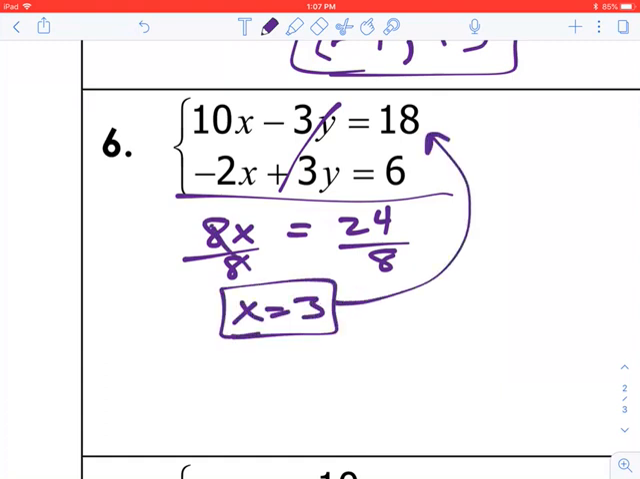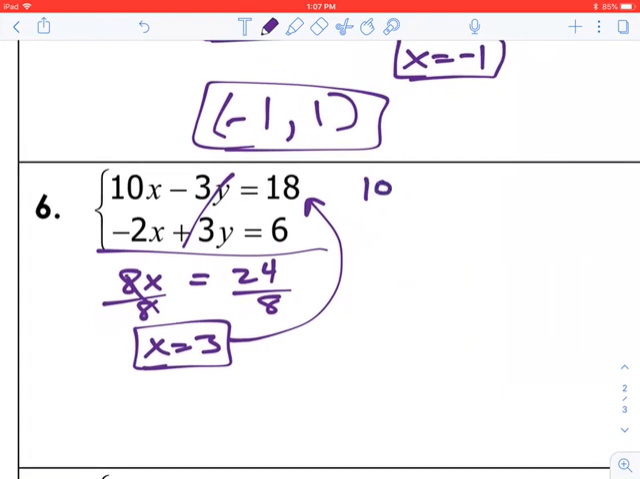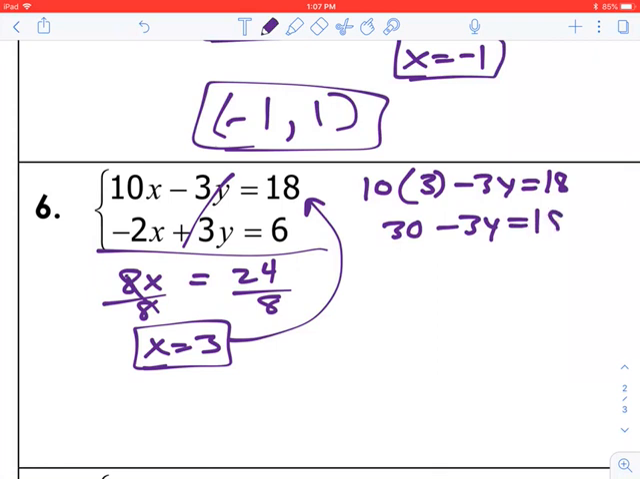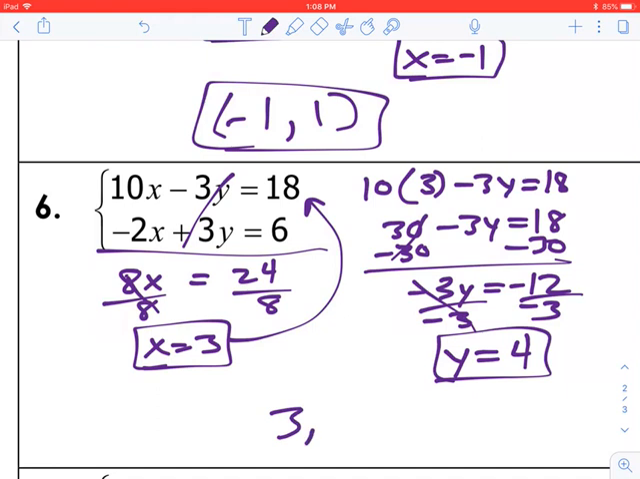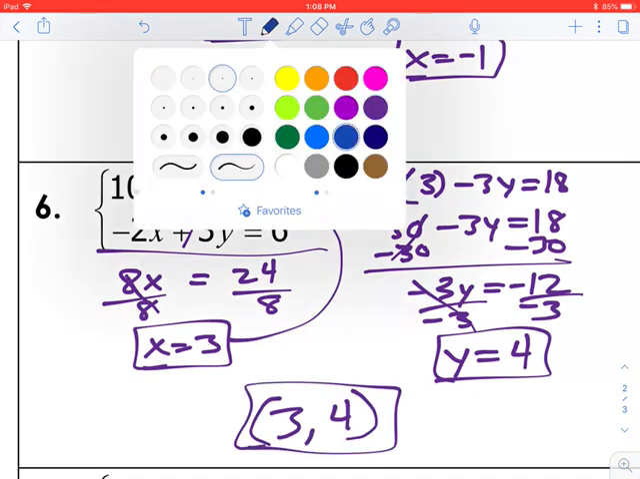Plug it back in, and I get 10 times 3 minus 3y equals 18. I get 30 minus 3y equals 18. Subtract 30 to both sides. Get negative 3y equals negative 12. Divide by negative 3. Negative divided by negative is positive 4. So 3, 4 is my answer. All right.